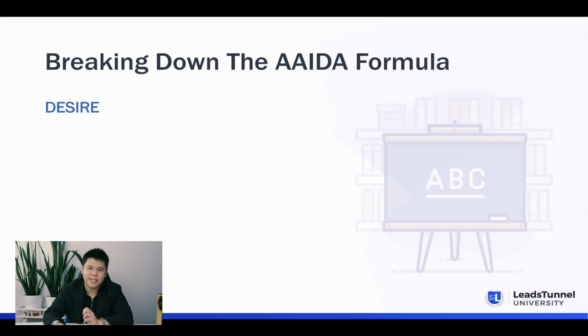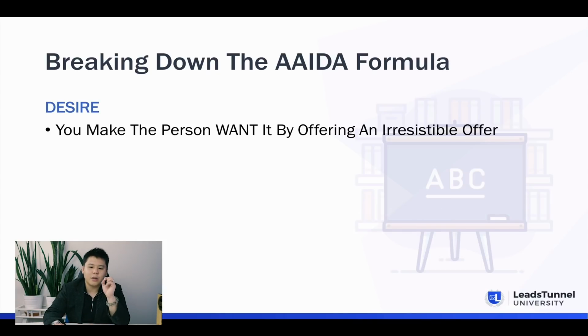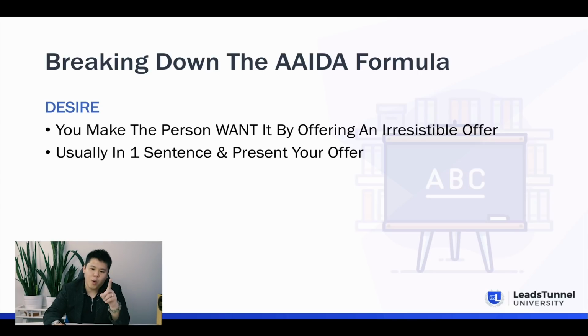After you get their interest, now you want to actually play with the desire. You want to make the person want it by offering an irresistible offer. Usually in one sentence, you present what your offer is. Let's say that you could get this for free, that's an offer. Get 50% off, that is an offer. Get free shipping, that is an offer. Get the limited edition, that is an offer. So what is the one thing that you can literally push them over the edge to take action?